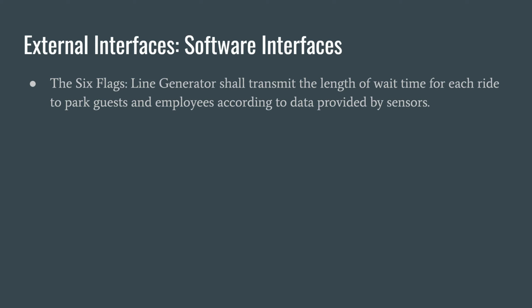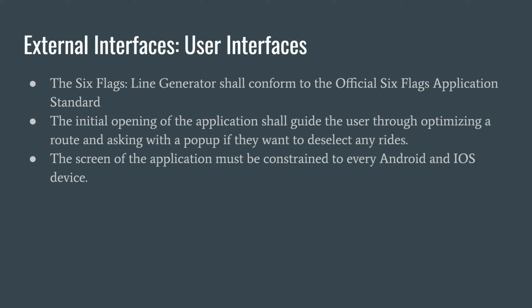Next, we have the software interfaces. The Six Flags Line Generator shall transmit the length of the wait time for each ride to park guests and employees according to the data provided by the sensors. Next, we have the user interfaces. As I said before, it shall conform to the official Six Flags application standard. The initial opening of the application shall guide the user through optimizing a route and asking with a pop-up if they want to deselect any rides. So this is like a little tutorial to help the user with the app. The screen of the application must be constrained to every Android and iOS device.